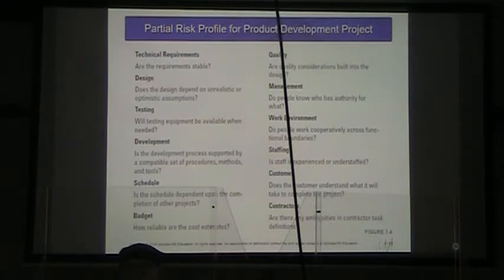And our contractors, do we have any ambiguity in their contractor task definitions? In other words, have we laid everything out contractually well enough that there won't be any misunderstanding of what needs to be done?